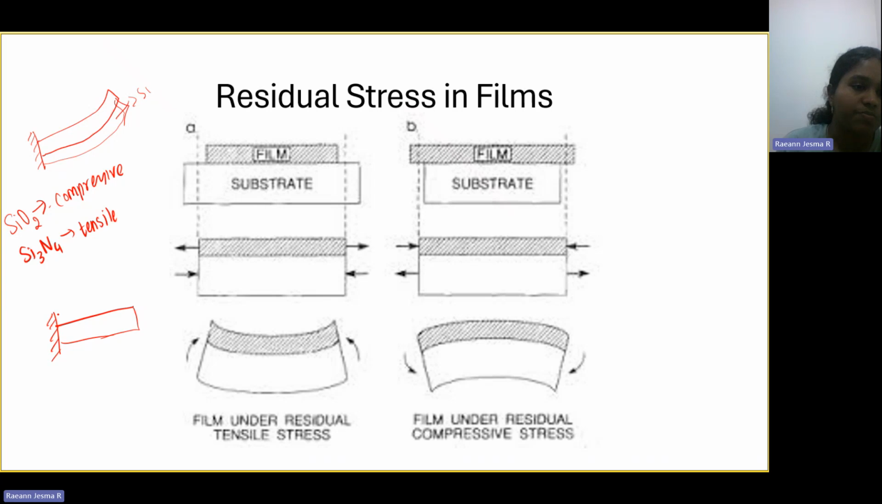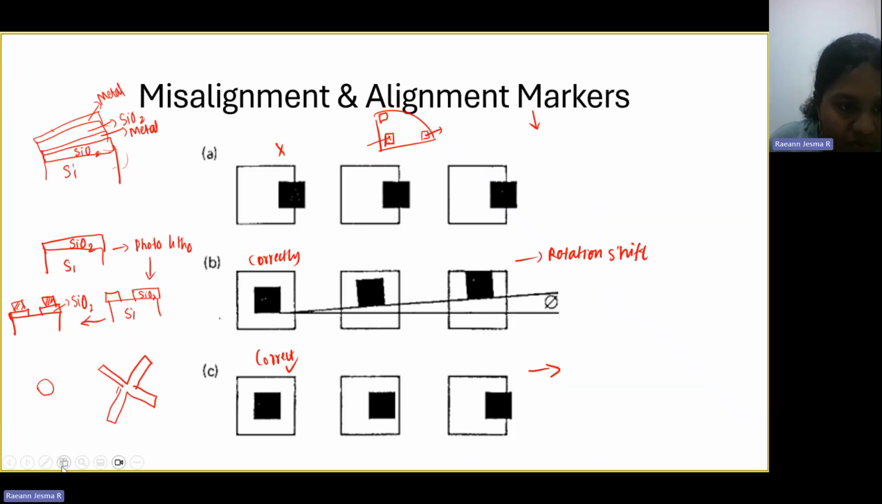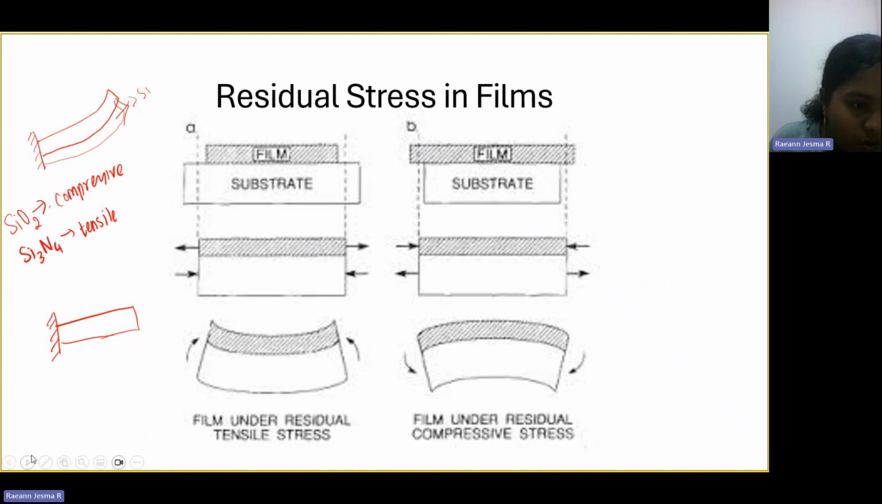Next we will move on to the dry etching process. In etching, there are two different types. One is wet etching and the other is dry etching.